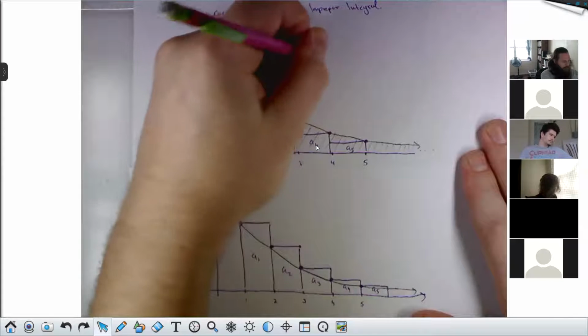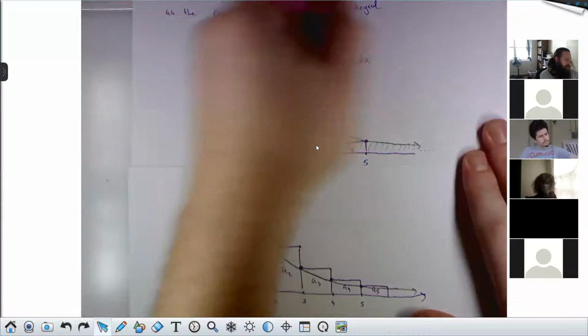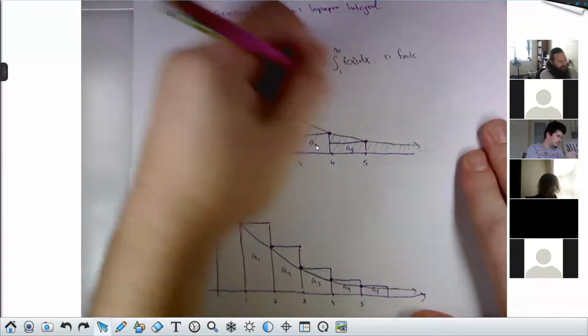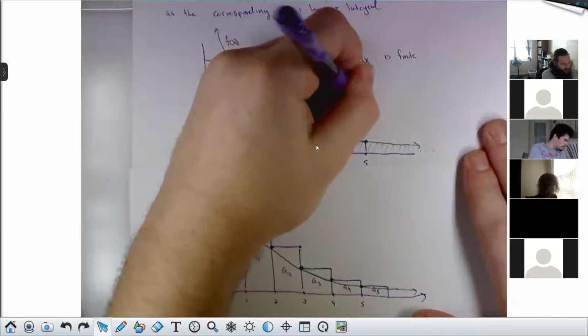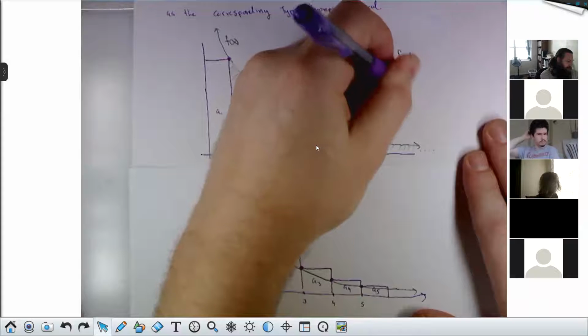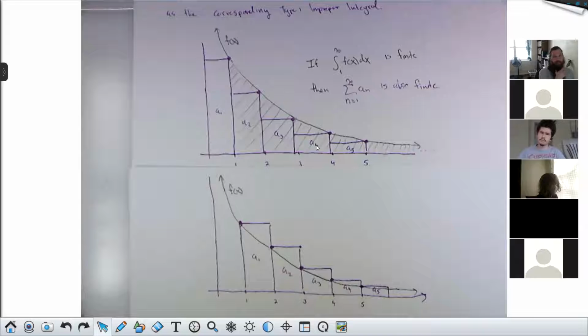So if the integral in this case from 1 to infinity of f of x dx is finite, then you can see that the sum n from 1 to infinity of a_n is also finite. Right? The only difference here is that this first block isn't counted. But this first block, of course, has finite area. It's just got width 1 and some finite height.